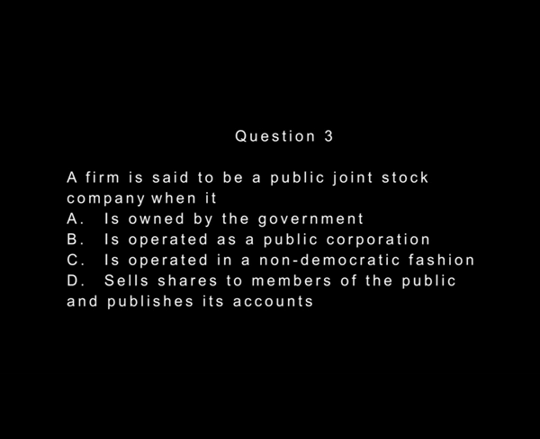Question 3. A firm is said to be a public joint stock company when it is A. owned by the government, B. operated as public corporation, C. operated in a non-democratic fashion, D. sells shares to members of the public and publishes its accounts, E. is a limited company. The right answer is D. Sells shares to members of the public and publishes its accounts.